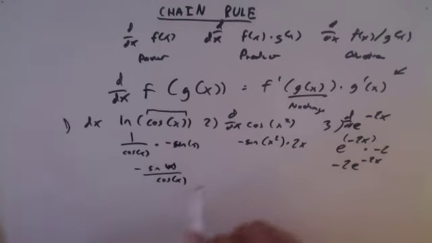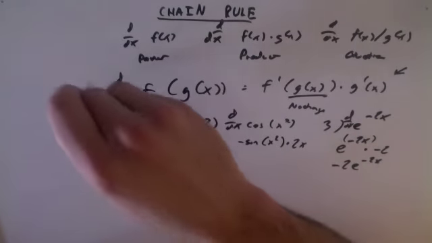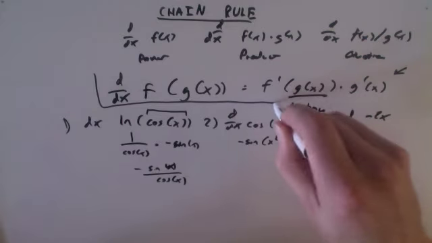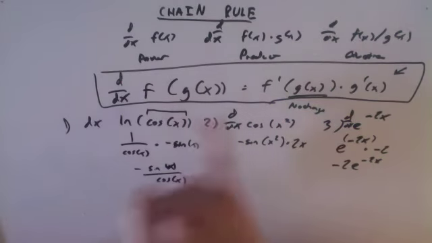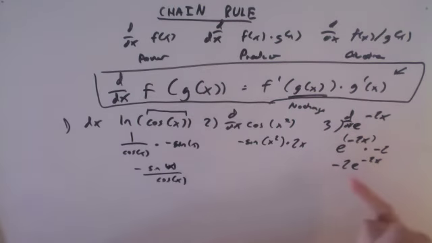So again, a quick review of the chain rule: if you're taking the derivative of a function that has a subfunction, you take the derivative of the outside, don't change the inside, and then multiply it by the derivative of the inside. And these were 3 examples we used to show that.